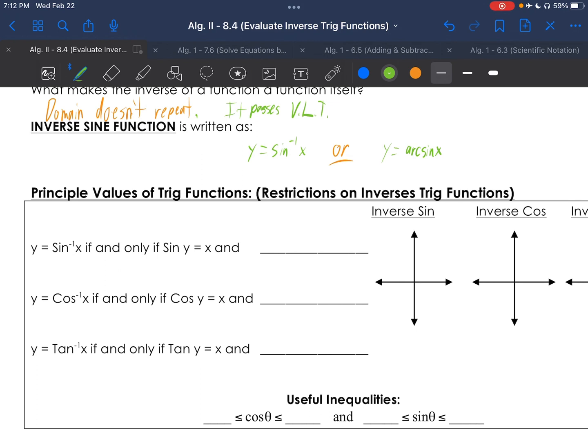Principal values of trig functions, aka restrictions on inverse trig functions. So inverse sine is only a function on a certain domain. Only for certain x values left and right is it a function, because at other points it would not pass the vertical line test. And the same thing is true for inverse cosine and inverse tangent.